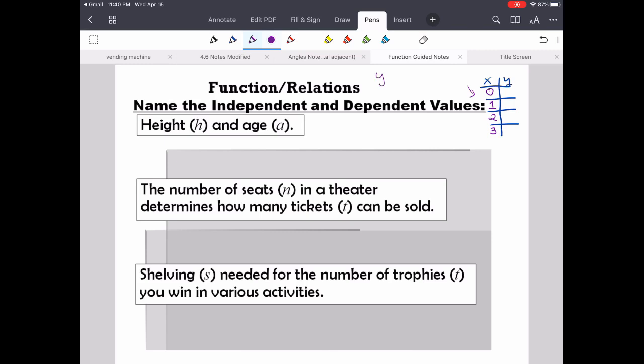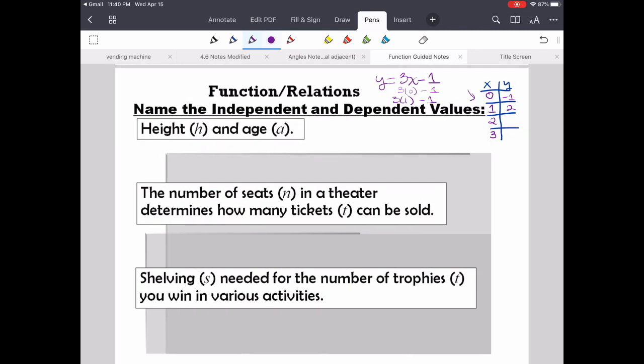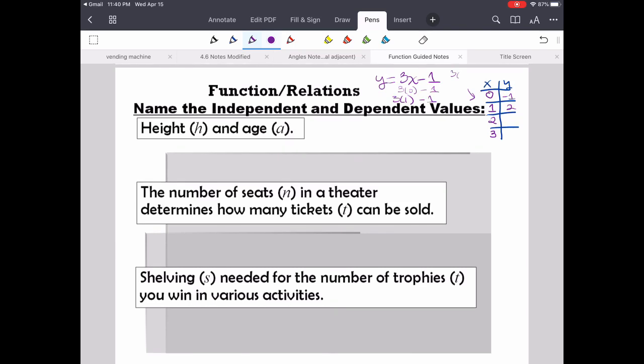Let's say the equation was y equals something really simple, like 3x minus 1. Then those values had to be plugged in. So if I plug in 0, I get 3 times 0 minus 1, which is negative 1. If I plug in 1, I do 3 times 1 minus 1, which is 2. If I plug in 2, as you can see, I get a different value. So 3 times 2 minus 1 is 5, and so on and so forth.